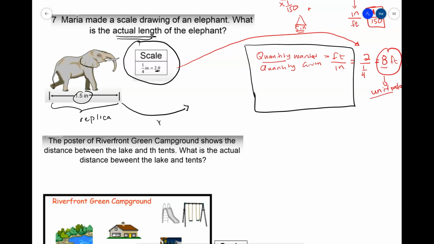For every 1 inch that this scale drawing represents, the elephant is actually 8 feet. For every 1 inch, you have 8 feet. So now we can go ahead and make our replica. So I'm going to take and multiply it by 8. So what would it be if I have 1.5? We multiply it. Again, you can use your calculator.